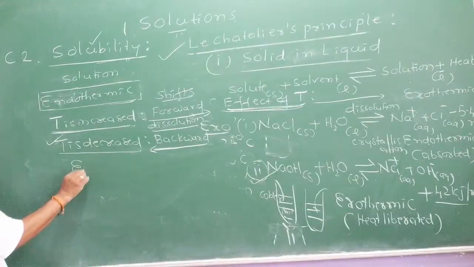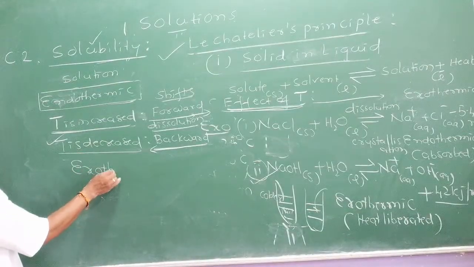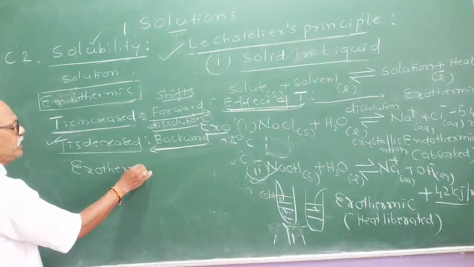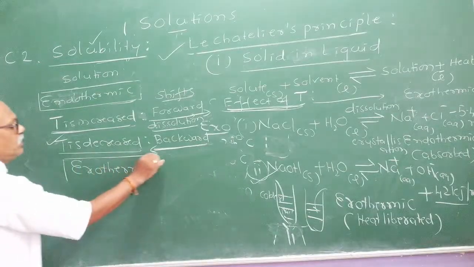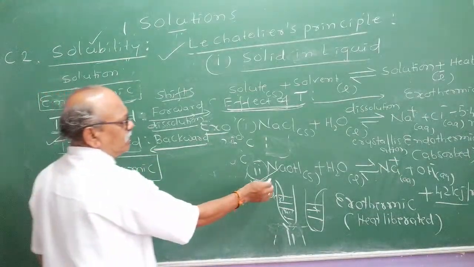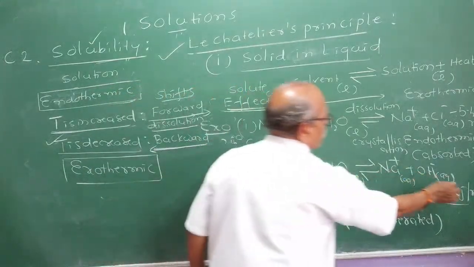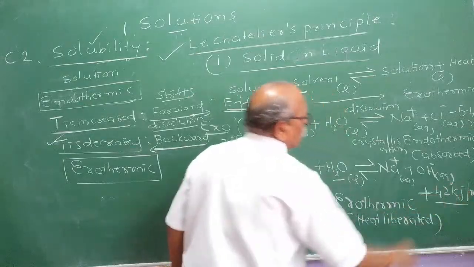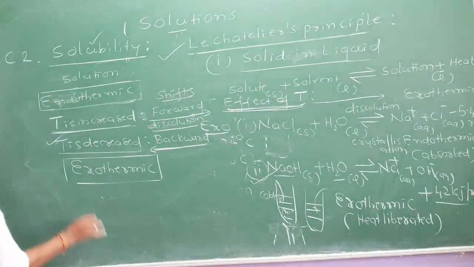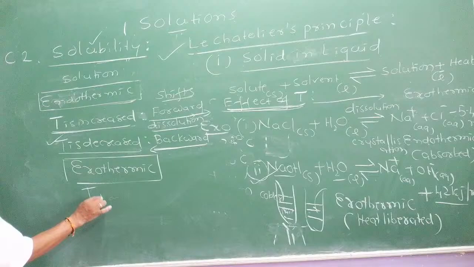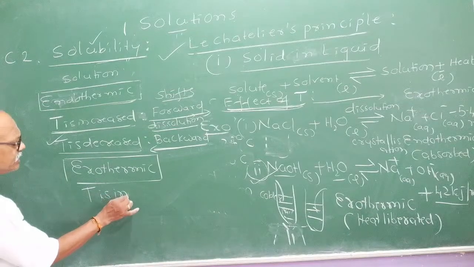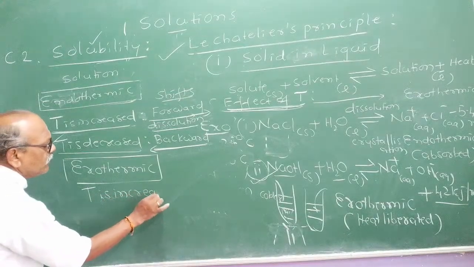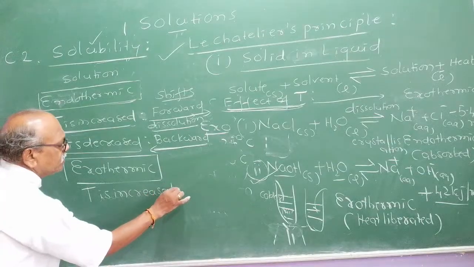If the reaction is exothermic, see, I have given both the examples. Exothermic. I have given an exothermic reaction here. Sodium hydroxide dissolved in water, forward reaction is exothermic. We write in the equation as plus 42 kilojoule per mole. Now, can you guess what happens when temperature is increased? Temperature is increased.